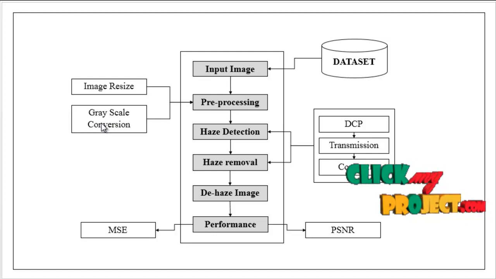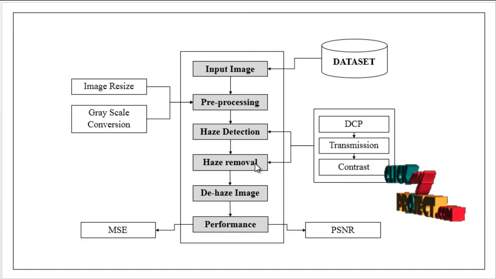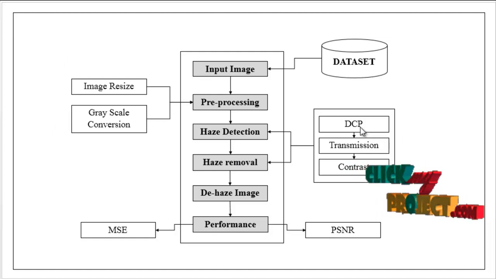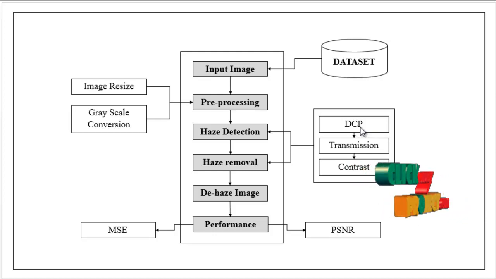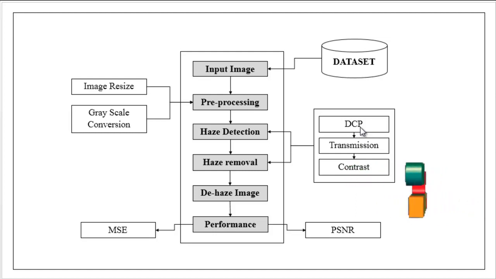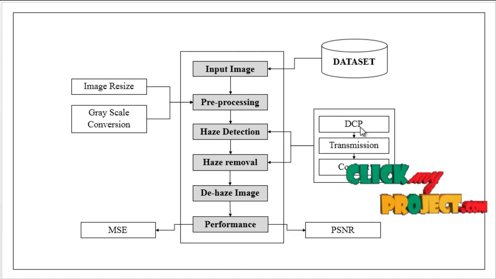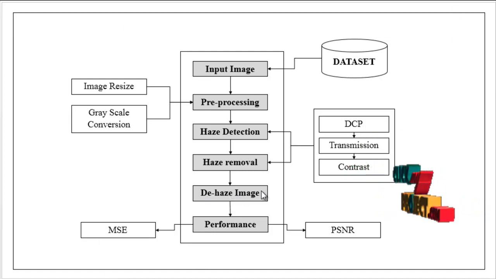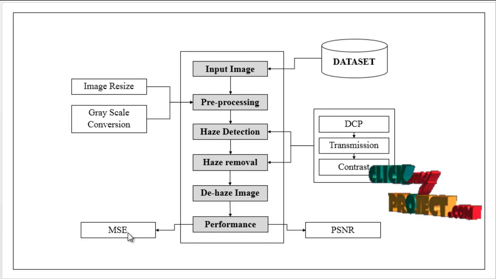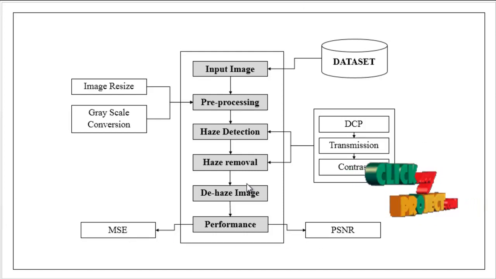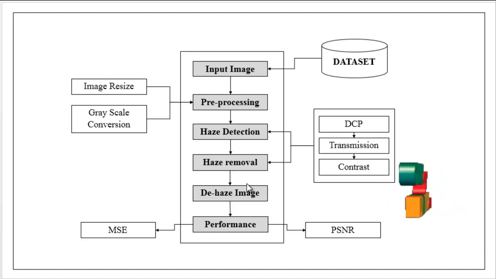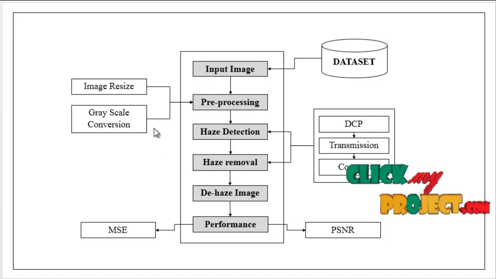After that we implement haze detection, then haze removal. In these two steps we perform DCP, that is dark channel prior, and transmission map. With the help of DCP and transmission map, we remove or detect the haze from the pre-processed image. Then we obtain the dehazed image. Finally we compute performance metrics such as MSE and PSNR, and predict the result, which means we have removed the haze from the original image. So this is the flow of our process.